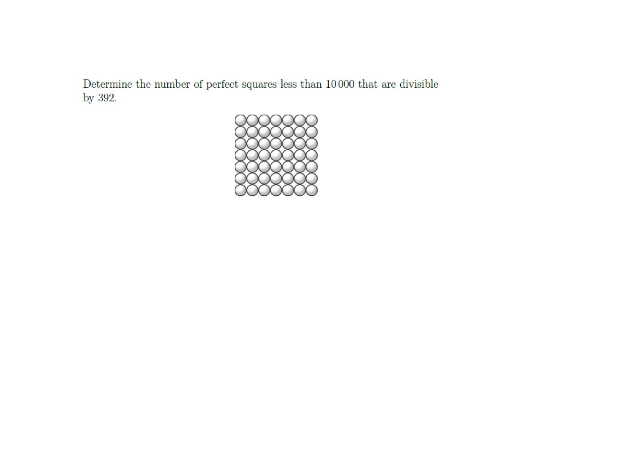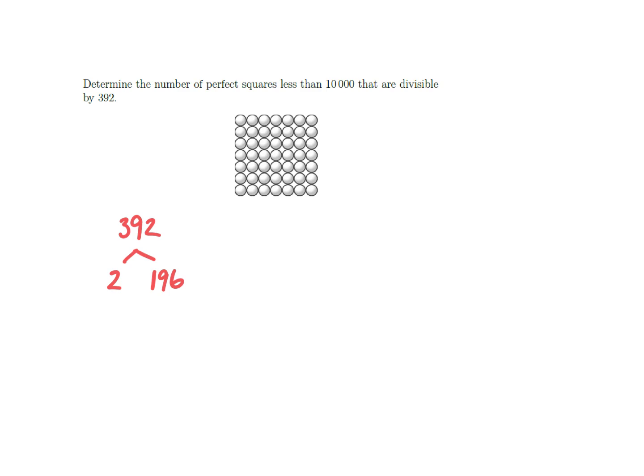So what I'm going to do is take 392 and factor it out. I'm going to do a little factor tree. So 392 is even, so I at least know that 2 goes in. And if I divide 392 by 2, then I'm going to get 196.